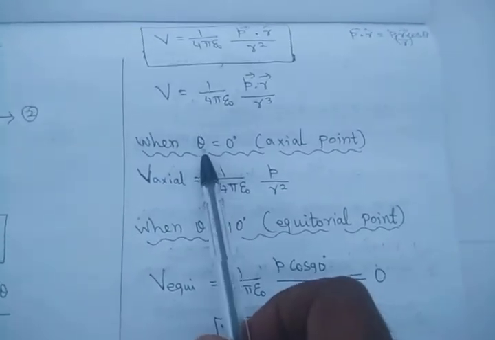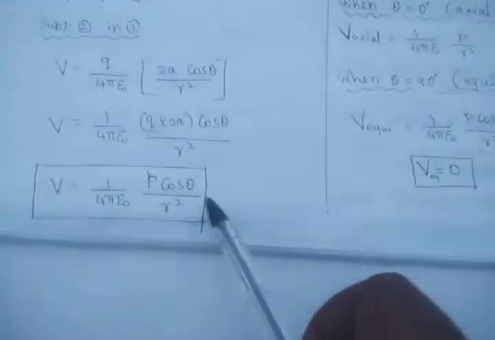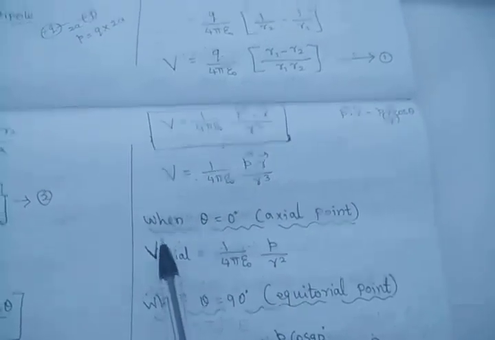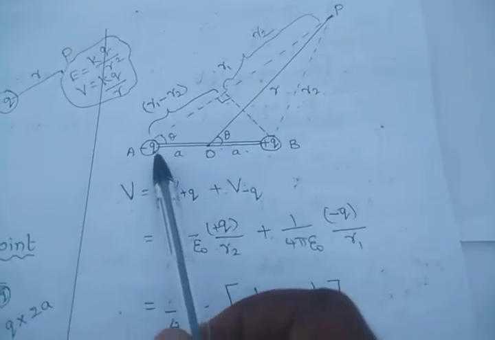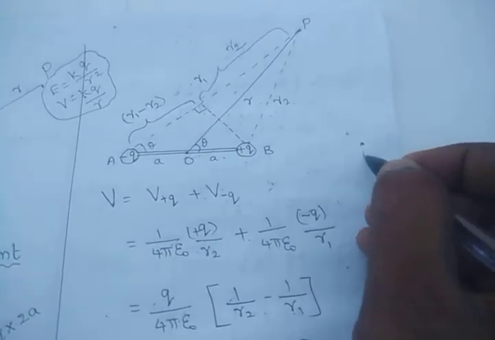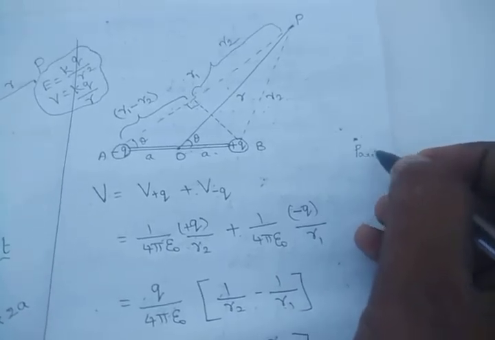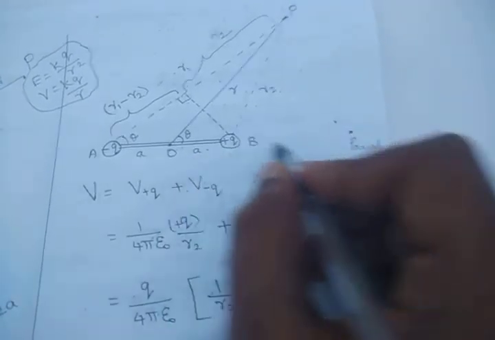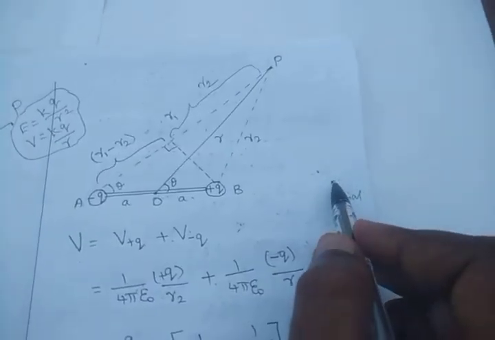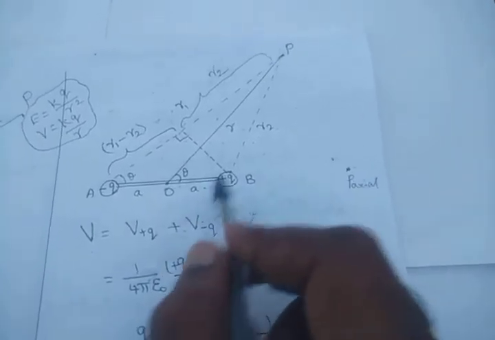So whenever we substitute, when the angle theta is equal to 0 degree, so what we will get? The axial line. So now we go to the diagram. So the point P is at this point. So this is the axial point. So the point is along the axis of this electric dipole, horizontal. So what is the electric potential at this point due to the electric dipole?